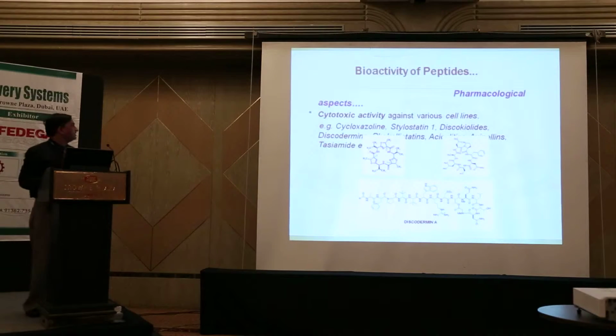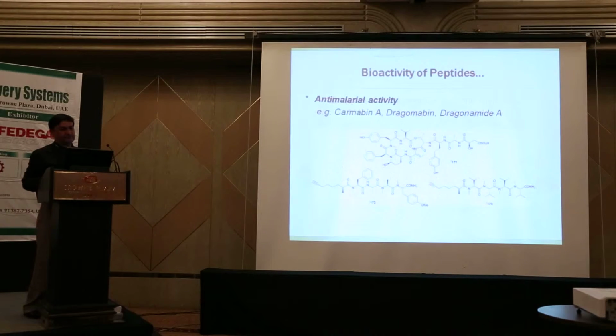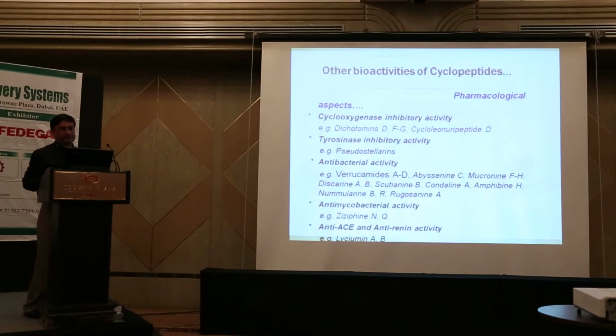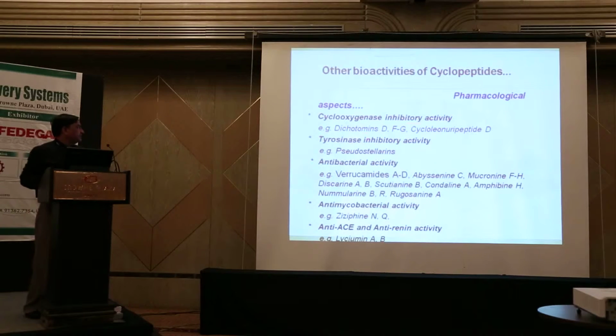Bioactivity of peptides: cytotoxic activity against various cell lines. Some examples of the cyclic peptides cited: cyclooxazoline, stylostatin, discoquinonides, discodermins. With antifungal activity: jasplakinolide, hymenamides, aceclutins. Anti-malarial activity: carbamazine, dragomaline. Some of the other activities are associated with the cyclic peptides with the respective examples.